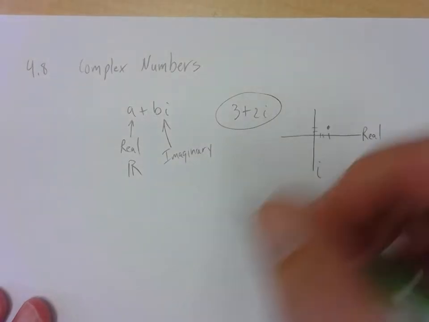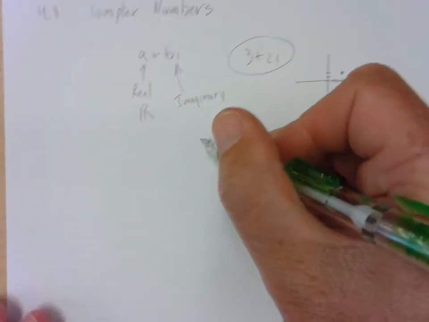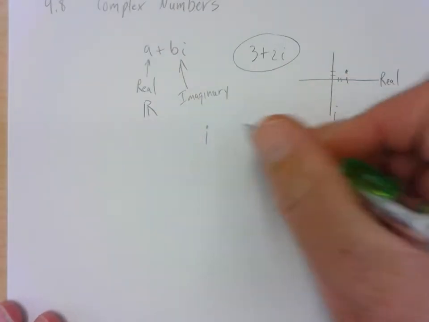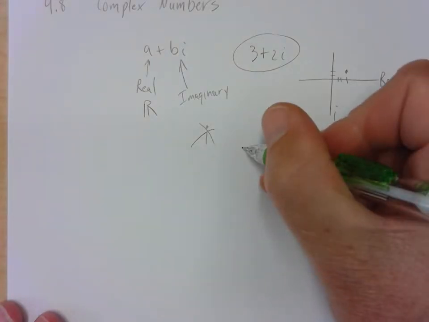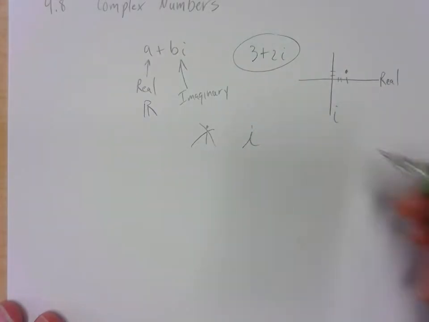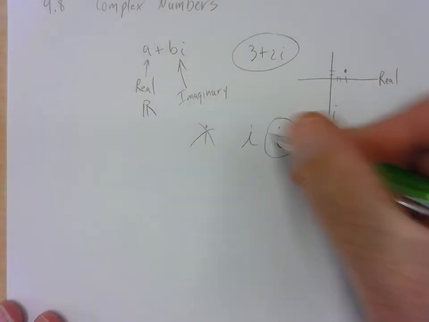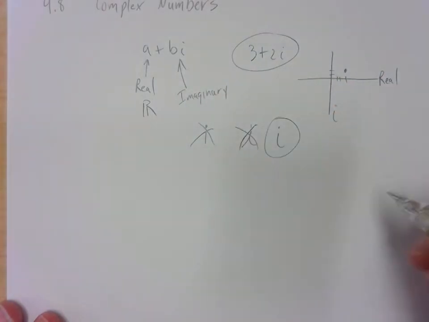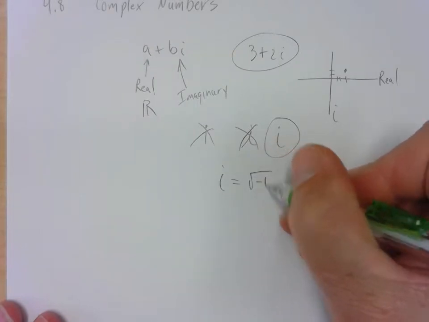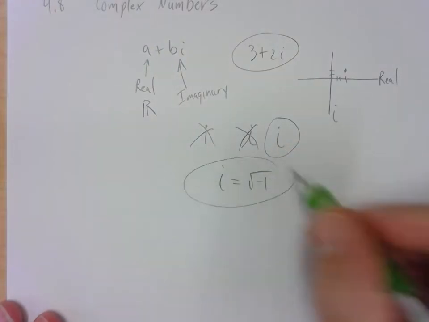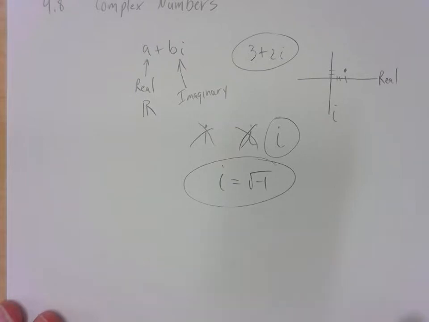Now this is an i. I don't make an i like this because that looks like a 1 after a while. I don't make a cursive i because that's too much work. I make a half a cursive i. So that's the i that I use. Okay? And so what is i? By definition, i is equal to the square root of -1. This will allow me to take the square roots of negative numbers.